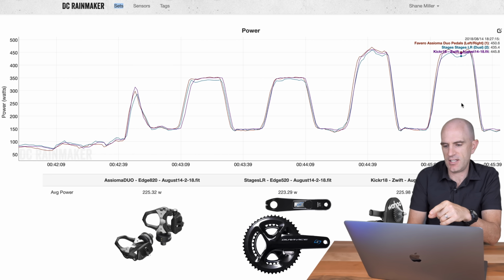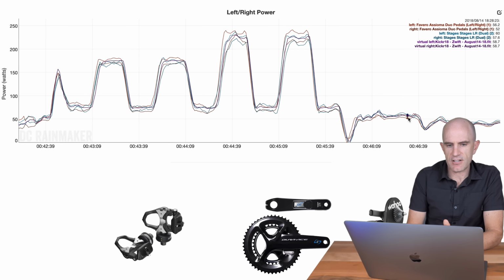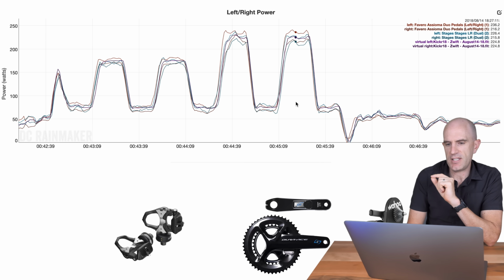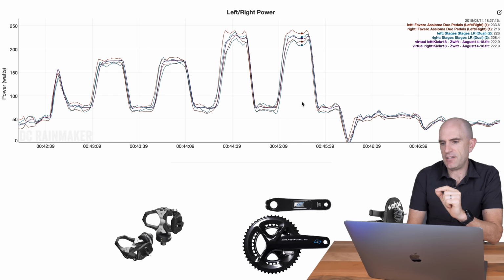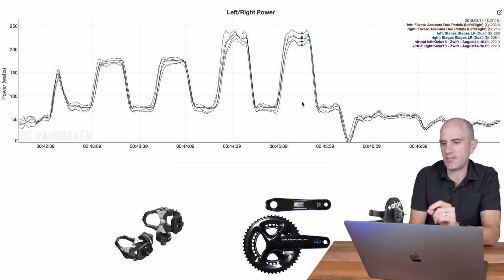Diving into the left right of those over and unders, if I select that correctly, it's a little bit messy, but we can tell from here that the right side Stages reads the lowest of all of those. So let's compare the right side of the Assioma, because I'm not proper left right, there's going to be wonkiness, but I do have 2 power meters each side to keep each other in check. So 216 on the right side, 208 on the right side of the Stages. So there's a discrepancy there that I can't explain.